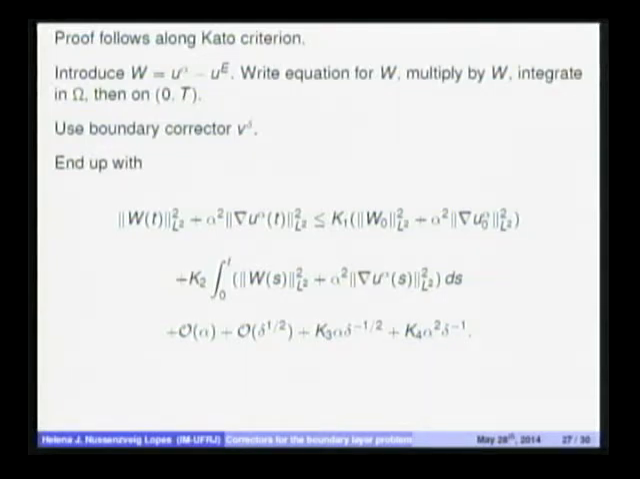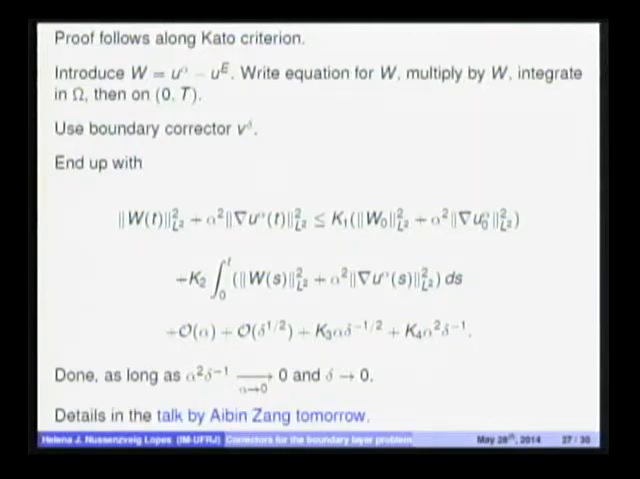So you look at this estimate and you say, okay, this is under control. Initially, it's going to be 0. Alpha is going to 0. This is my Gronwall term. This is small. This is small. This is small. So I've got this alpha over square root of delta here, and then I have alpha over square root of delta squared. So as long as alpha over square root of delta squared goes to 0 when delta goes to 0, you're fine. And we have this liberty here. So you get convergence. And details about this will be in the talk by Aibin Zhang tomorrow.